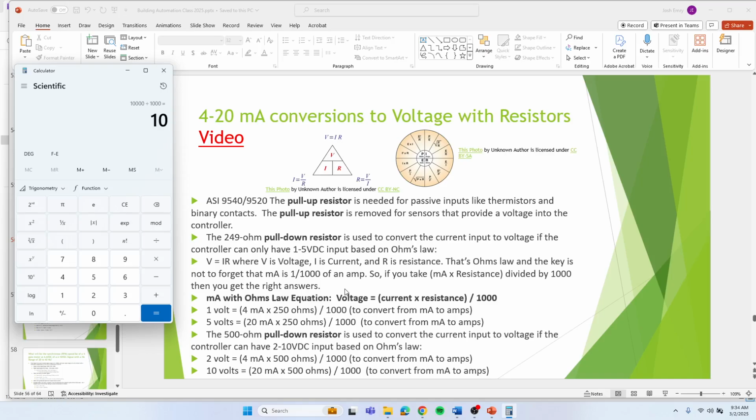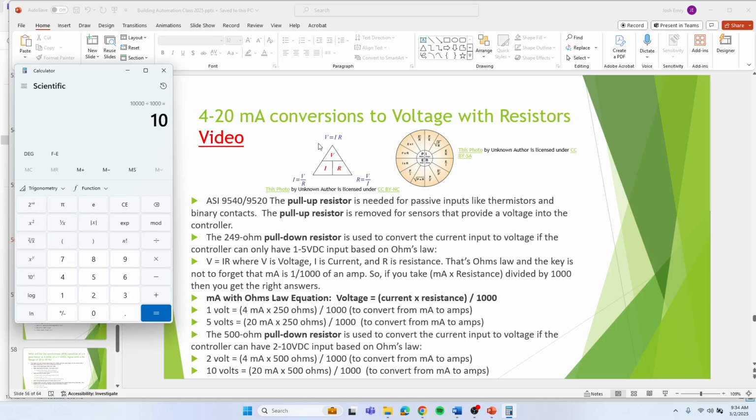So let's say an actuator can only take a 2 to 10 volt input, but your controller's putting out a 4 to 20 milliamp output. Then you just put the resistor in there on your input at the actuator, and that converts it to a 2 to 10 volt signal.